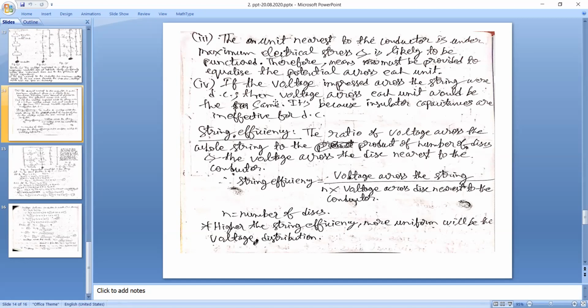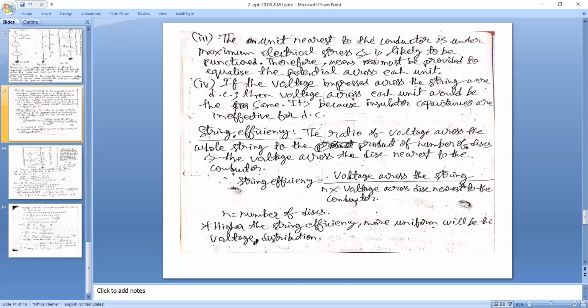क्यों? बिकॉज देन वोल्टेज अक्रॉस ईच यूनिट वुड बी सेम. इट्स बिकॉज इंसुलेटर कैपेसिटेंसेस आर इनइफेक्टिव फॉर डीसी. ठीक है, सो डीसी का कोई इफेक्ट नहीं रहता, मतलब डीसी यहाँ पे एसी सिस्टम जो है उसके वजह से, लेकिन अल्टीमेटली या डीसी डिस्ट्रीब्यूशन अगर रहता देन पोटेंशियल डिस्ट्रीब्यूशन इससे बेहतर रहता है, एटलीस्ट नियर बाय वेरी इक्वल टू तो रहता है एटलीस्ट, because these are ineffective in case of DC supply.